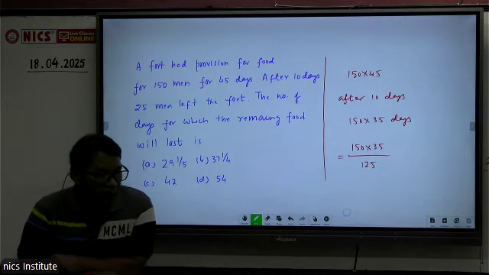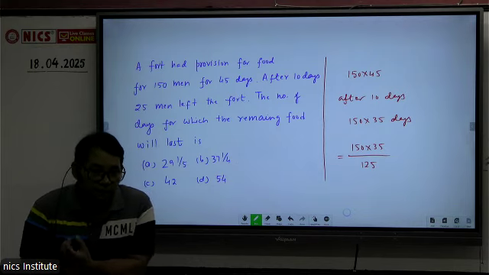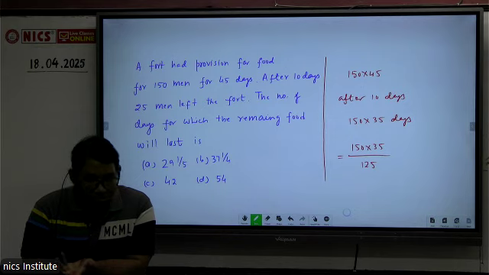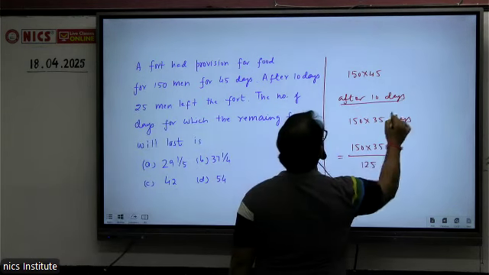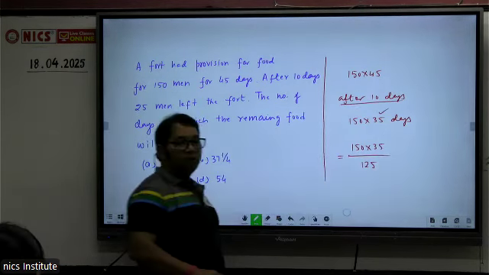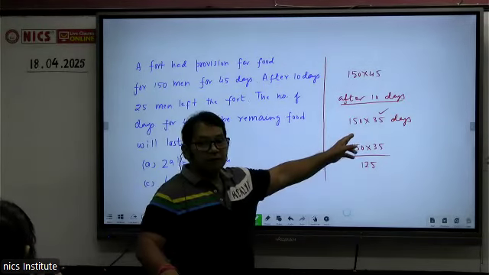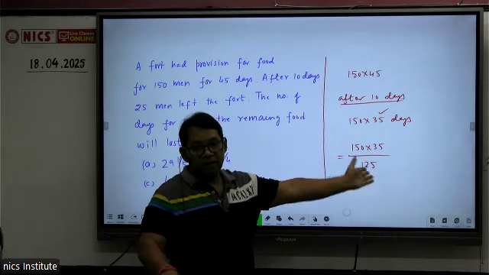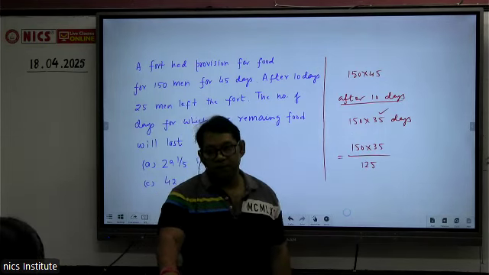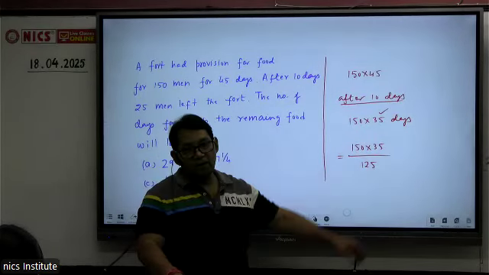150 people had food for 45 days. So number of meals available, 150 into 45. They were there for 10 days. So 45 days minus 10, 35 days. So the food left after 10 days is for 35 days. 150 into 35. But now the persons have decreased. So number of days they could eat will be more. So divided by 125.